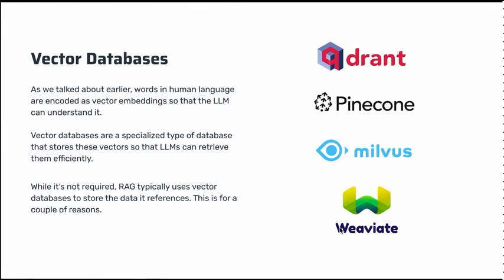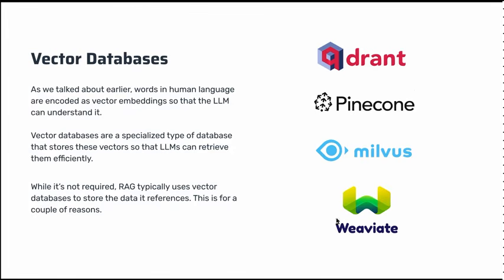So as we talked about earlier, words in human language are encoded as vector embeddings so that the LLM can actually understand them. Vector databases are basically special types of databases that store these vectors so that LLMs can retrieve and search through them efficiently. So while it's not required for RAG, RAG does typically use vector databases to store the data that it's referencing for a couple of reasons.